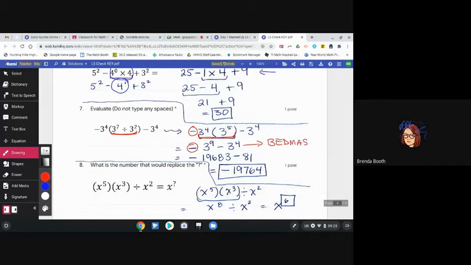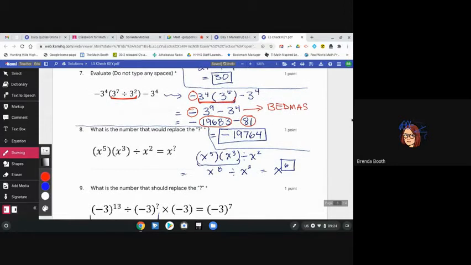And so you can see that I did exponents first, and then I do the subtraction at the end. And again, guys, here we're looking for you to type in just your answer, nothing else.